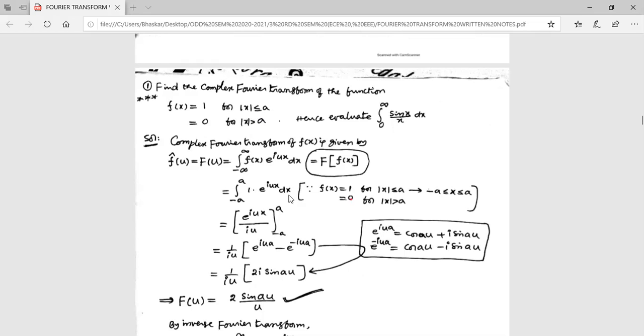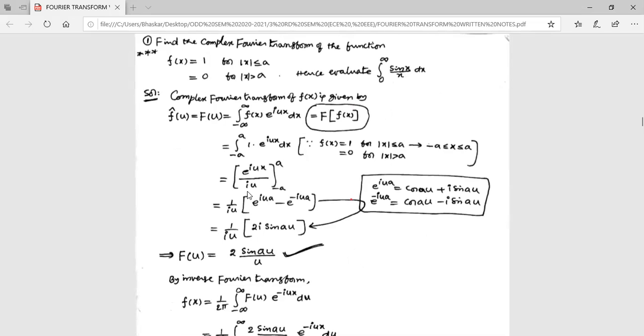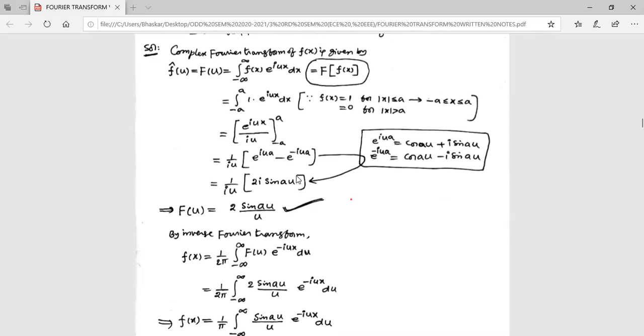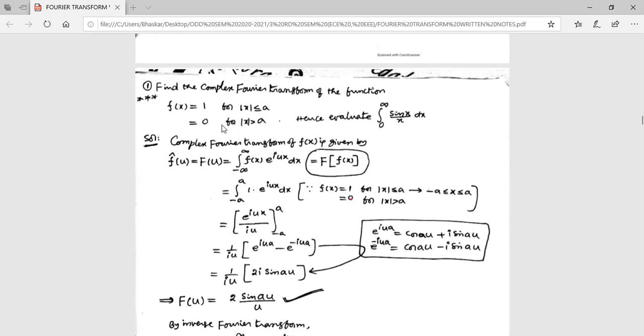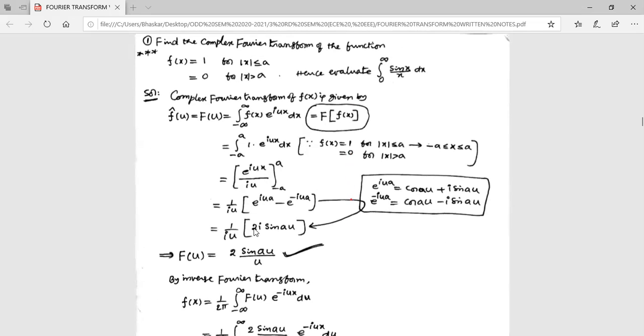You know that the integral of e power ax dx can be written as e power ax divided by a; the coefficient of x comes to the bottom. So the integral of e power iux is e power iux divided by iu. Take 1 by iu outside and substitute the upper limit a and the lower limit minus a, which by help of complex numbers gives 2i sine of au. Now i will be cancelled. You will get 2 into sine of au by u. That's why the Fourier transform for the function f of x equals 1 for mod x less than or equal to a can be written as 2 sine of au by u.